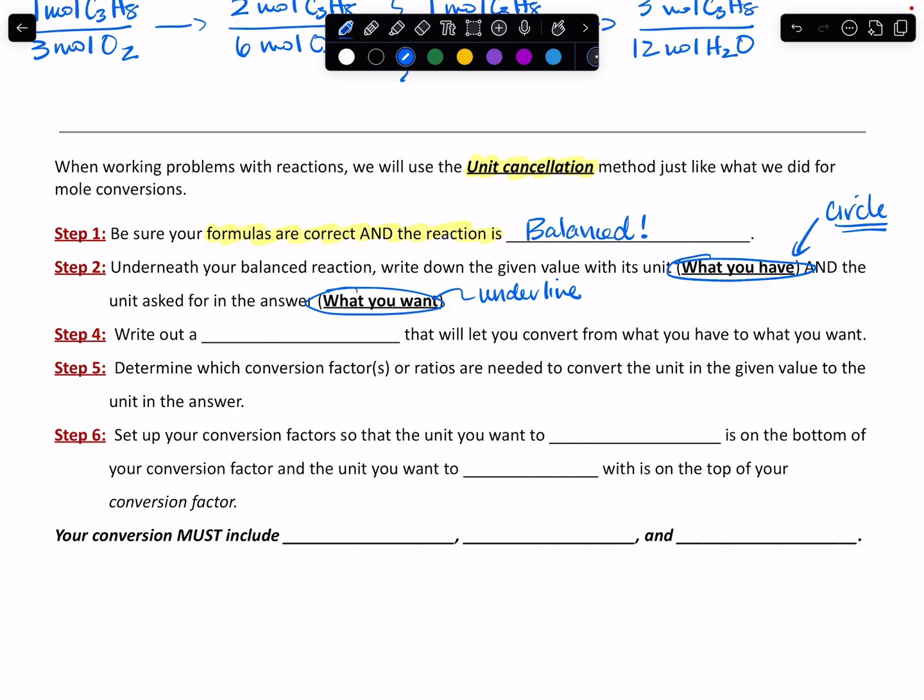All right. Next, you're going to write out a plan. All right. And we are going to try this for the beginning, at least until we get the hang of it. Having an idea of the steps that you're going to need to take to get from what you've been given to what you're looking for is going to be important. It gives you a pathway to follow. All right. Once we have that plan, we need to determine what conversion factors or ratios we're going to need.